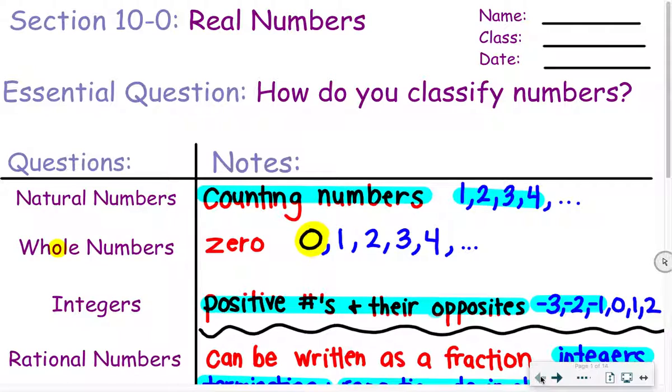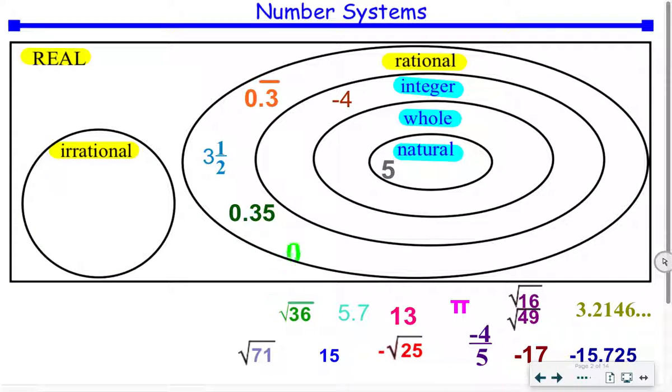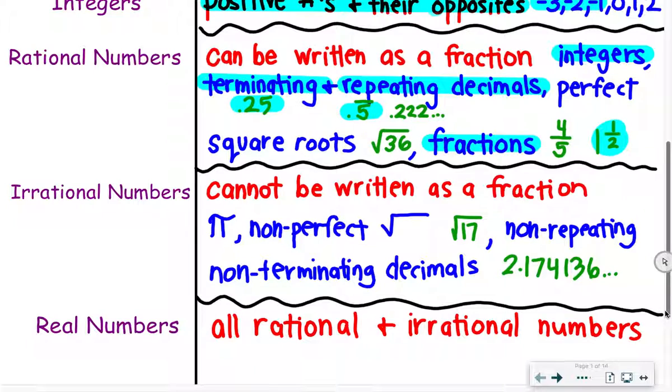All right. The number 0, where did we first see the number 0? That's right there under whole numbers. Whole numbers. That's where my 0 comes into play, that O in whole. The square root of 36. Well, the square root of 36 is 6, which is a natural number. The square root of 71. There's no number times itself that makes 71. So that is going to fall under non-perfect square roots. So non-perfect square roots are irrational.